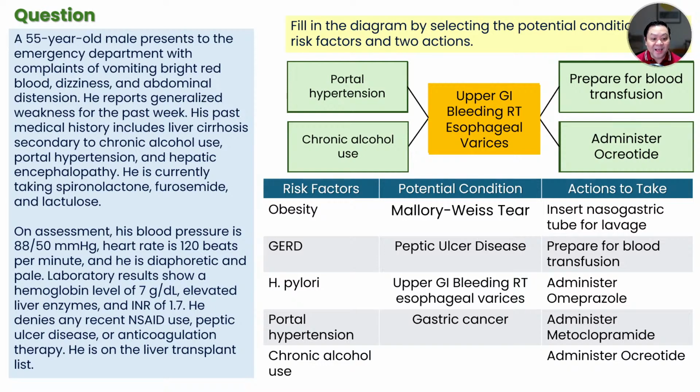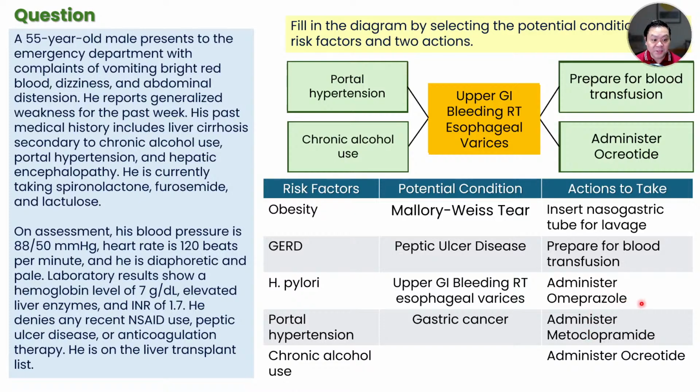Now, if you had answered the insertion of the nasogastric tube or lavage, that is going to be so controversial. There is a higher risk of actually worsening the bleeding from the varices this time. And this is not something that is routinely done for esophageal varices. And as much as possible, it should be avoided unless absolutely necessary.